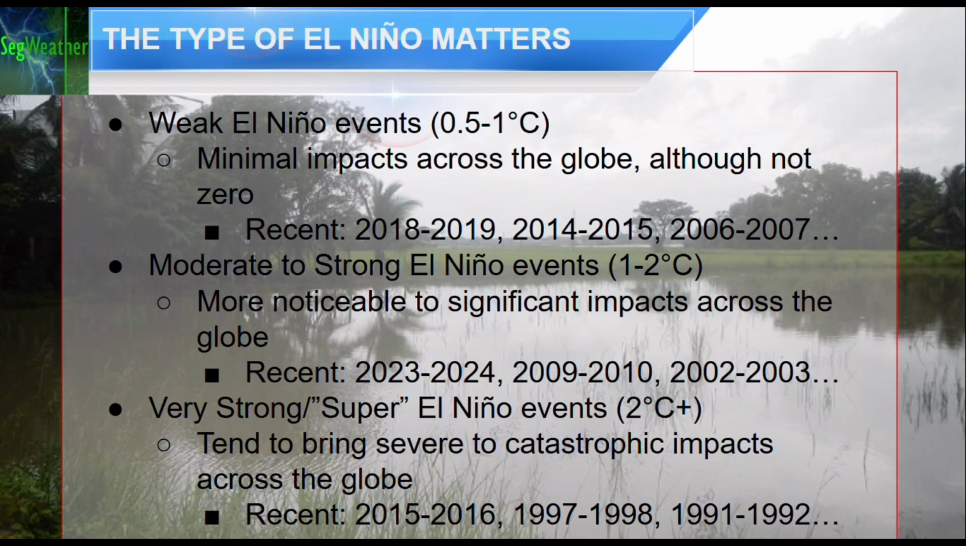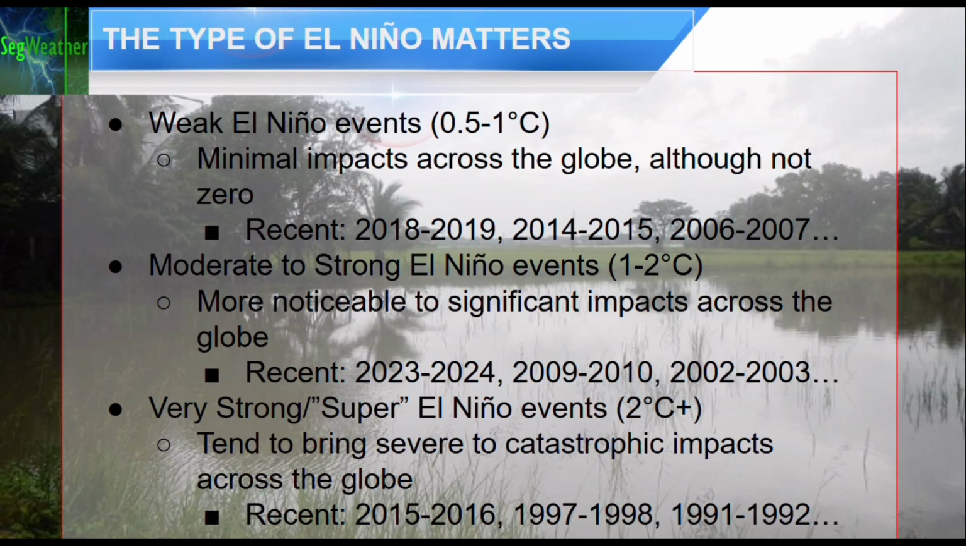And then we have our rare threshold with the very strong, super El Nino events, which is anything from 2 degrees Celsius and above. These tend to bring the most severe to catastrophic impacts across the globe, which could mean an extended period of drought, or very warm temperatures that last an unusual amount of time in the U.S., or let's say we get constant storm systems moving in every 2 to 3 days across parts of the world. That's pretty much what this signifies.